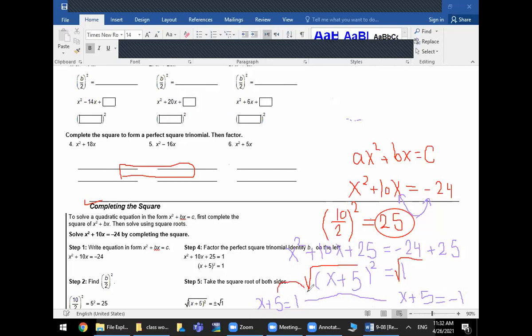Now I will transfer this one to the opposite side. It will be 1 minus 5, which means x equals how many? x equals -4. And then for this one, I'm going to transfer it to the opposite side with a different sign. Then x equals -6. So the solution set for this equation will be -4 and -6. And what is the meaning of solution set?